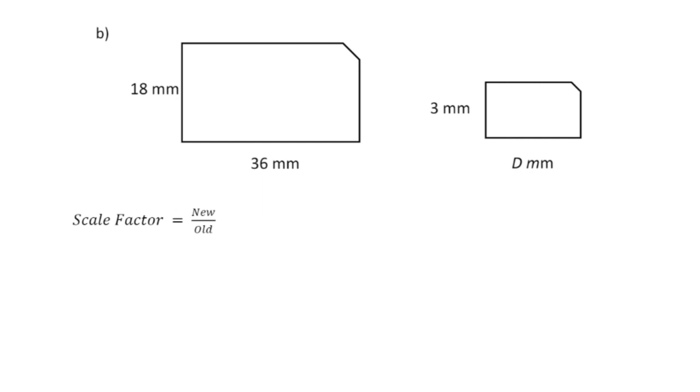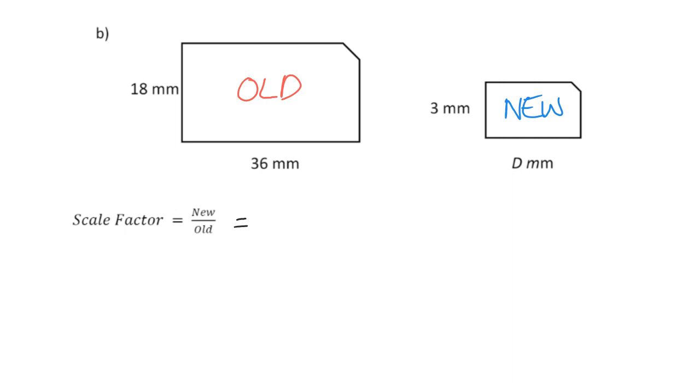What are we looking for in the first instance? We're looking to label the appropriate shape. The new shape is the shape with the unknown value. Where is that? That's over on the right-hand side. So the smaller shape is the new value. The larger shape is the old value. And we can just press on by substituting in the values.